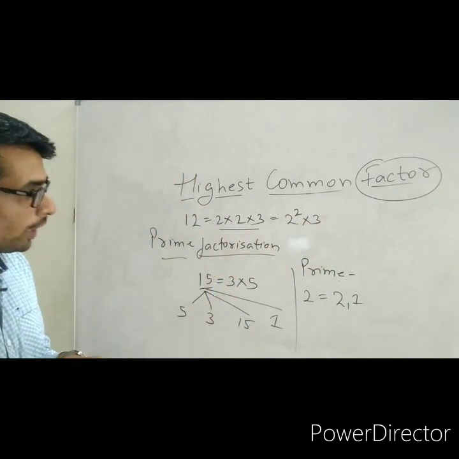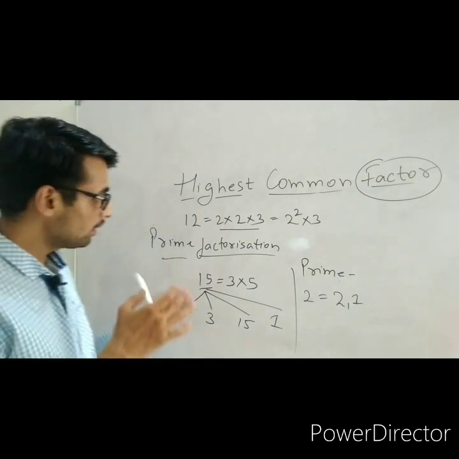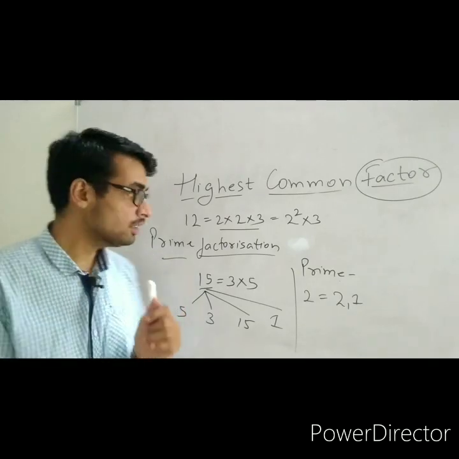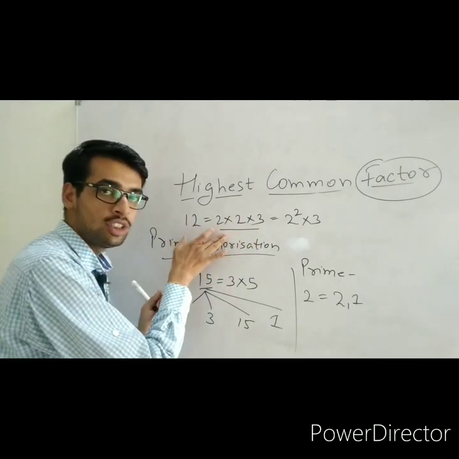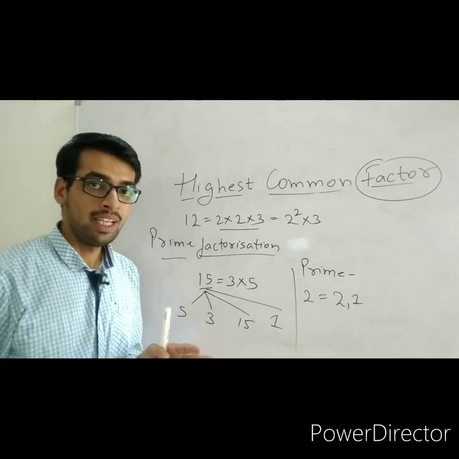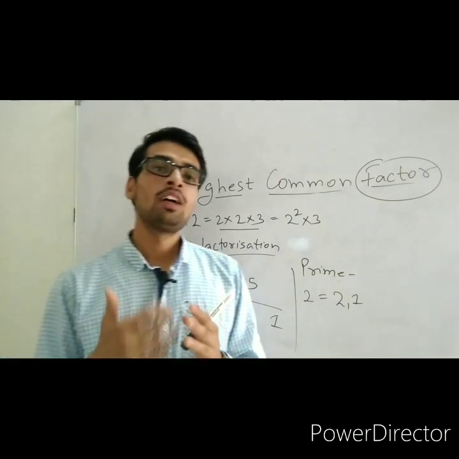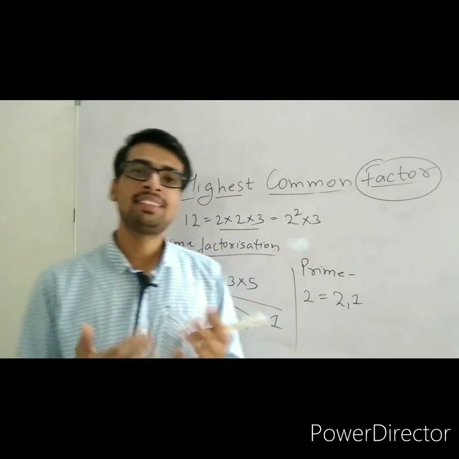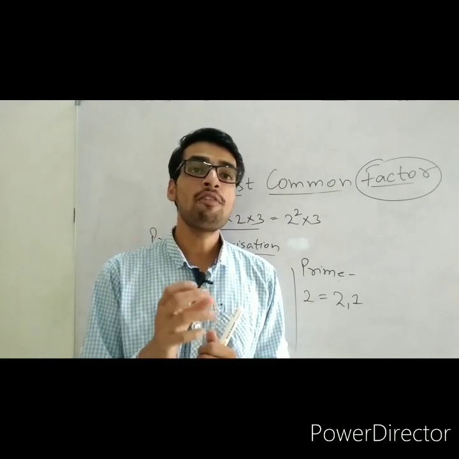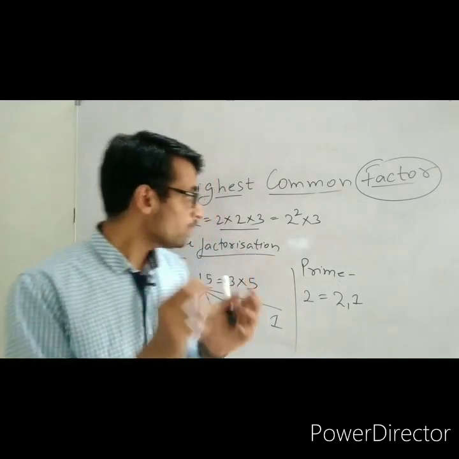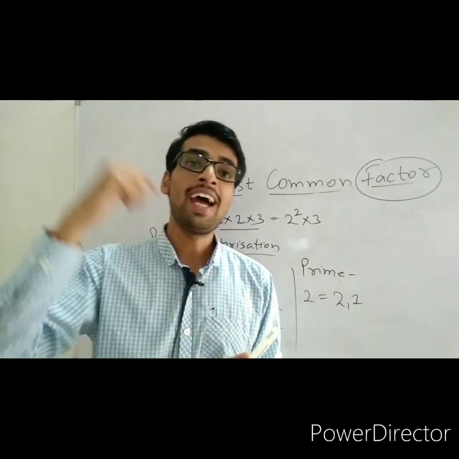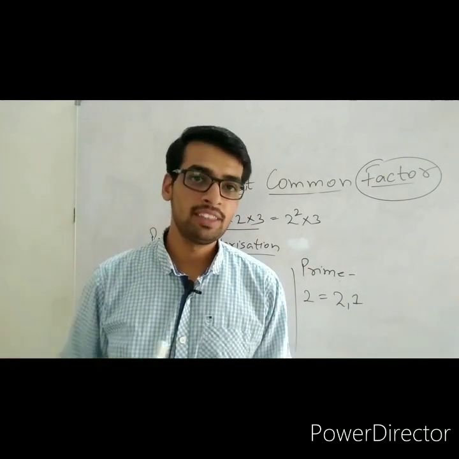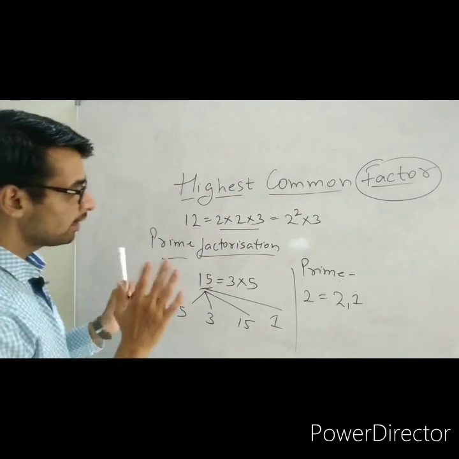Now I want to explain that you can find all the factors from this factorization. One way is to think of them randomly. This is a small number, 12, so anyone can say the factors of 12. But if you have a bigger number, you can find all the factors of that big number by using that number's factorization. So let's learn it.